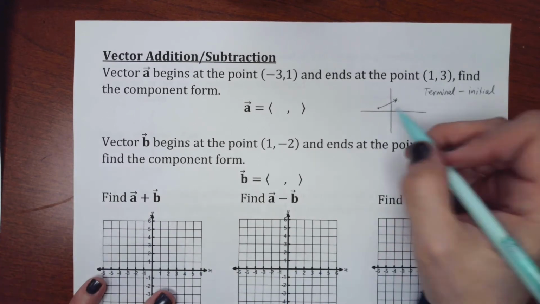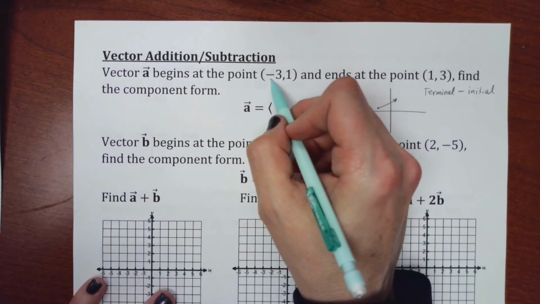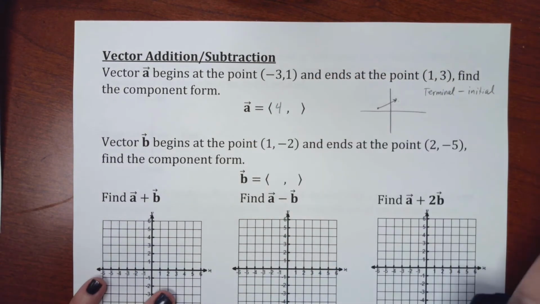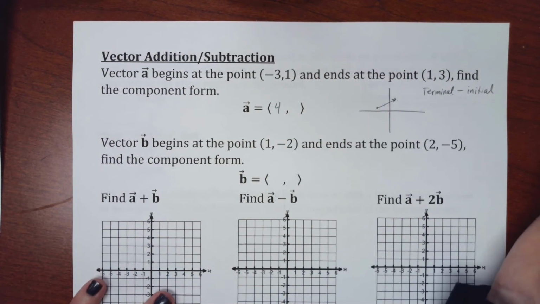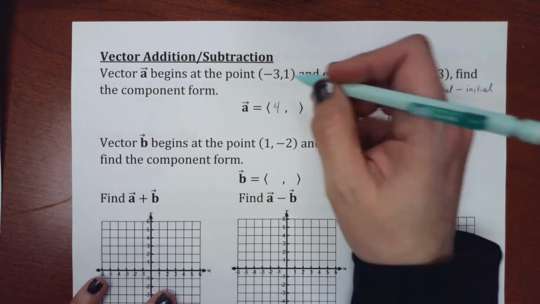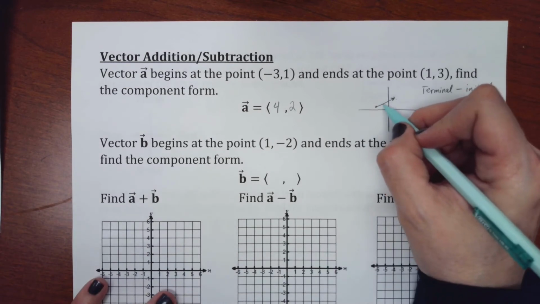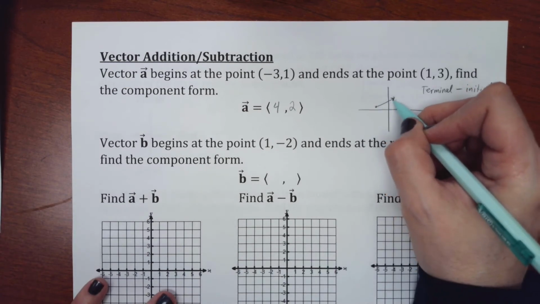All right, so I'd be going to the right and up. If I take 1 minus negative 3, that's 4. I think these are the same ones I used earlier, right? Oh no, it's a little different. All right, and then 3 minus 1 is 2. So what I'm telling you is that to get from the beginning to the end is to go 4 to the right and 2 up.